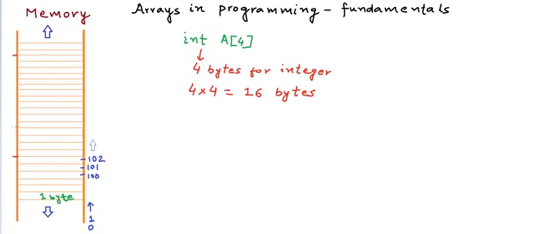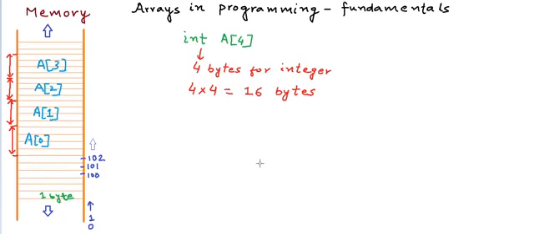So the computer kind of allocates 4 contiguous blocks of 4 bytes each. The first block or the first 4 bytes will correspond to A0, and the next 4 bytes or the next block will correspond to A1, and similarly we will have A2 and A3 as well. Now access to an element in the array or its modification, all of these operations take constant amount of time, and it is not a function of the size of the array.